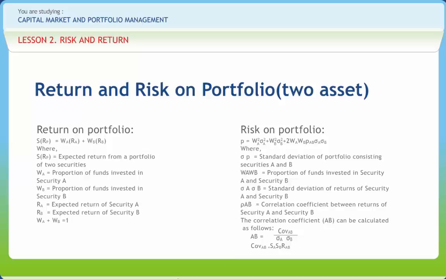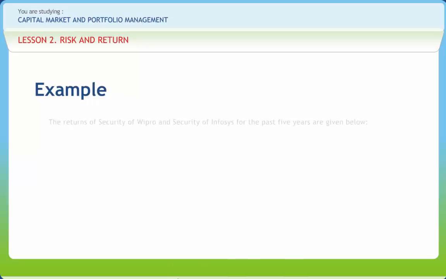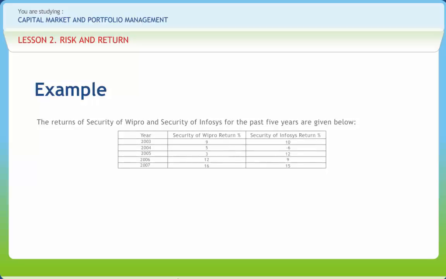The correlation coefficient rho AB can be calculated as follows. Rho AB equals COV AB divided by sigma A sigma B. The covariance of security A and security B can be presented as follows. COV AB equals sigma A sigma B rho. Question. The returns of security of Wipro and security of Infosys for the past 5 years are given below. Calculate the risk and return of portfolio consisting of both.